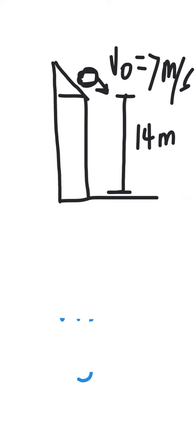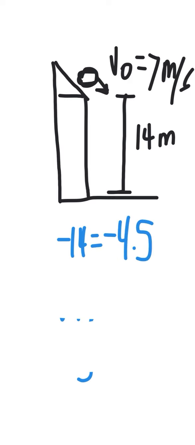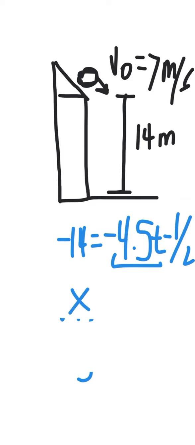Okay, so once we plug in the numbers, we're going to have -14 as our y final. We're going to have -4.5 t. This is our initial velocity, minus 1/2 times 9.8 t squared.